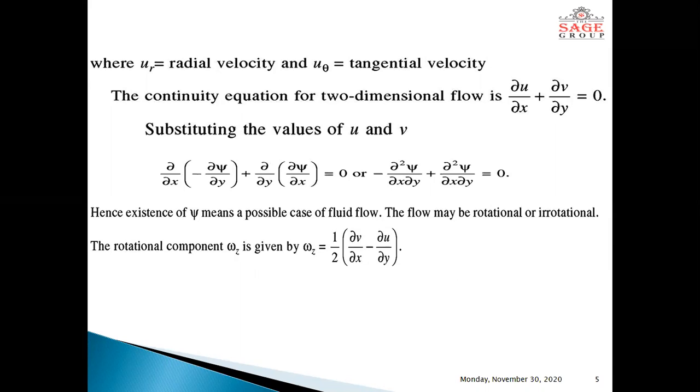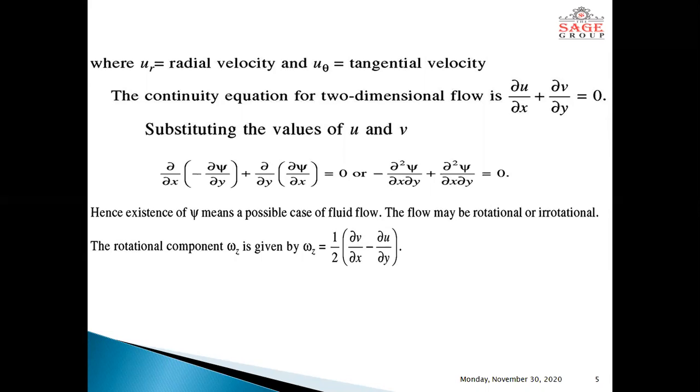The continuity equation for two-dimensional flow is del u upon del x plus del v upon del y equal to 0. Substituting the values of u and v in this continuity equation, we get del upon del x of minus del psi upon del y plus del upon del y of del psi upon del x equal to 0, or minus del square psi upon del x del y plus del square psi upon del x del y equal to 0. Hence, existence of psi means a possible case of fluid flow.